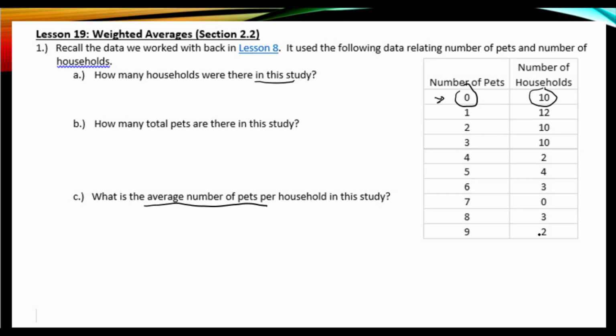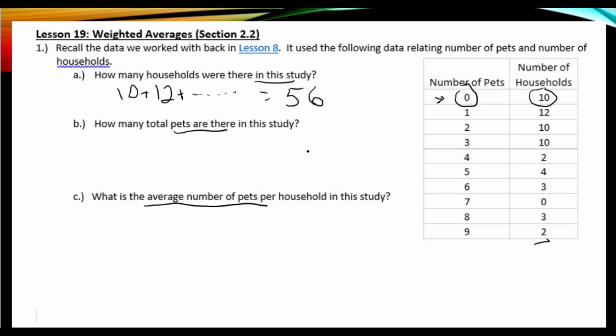So I'm going to add up the households here: 10 plus 12 plus etc. And when I added all those up, I got 56. Now, how many total pets are there in this study?